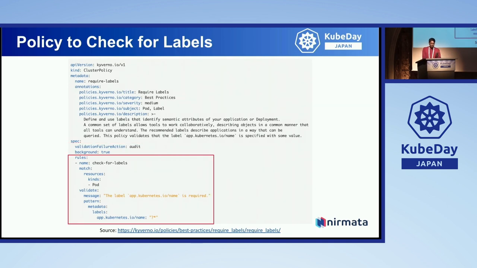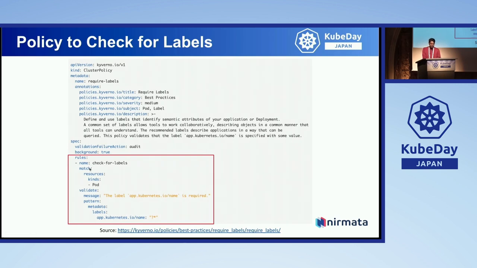Then we have the rules that we need to define for our policy. A policy need not contain just one rule. It can contain many rules. That is why it is a list of rules present here. We just have one rule mentioned here, that is check for labels. And this policy just checks for the existence of this label here, that is app.kubernetes.io/name.